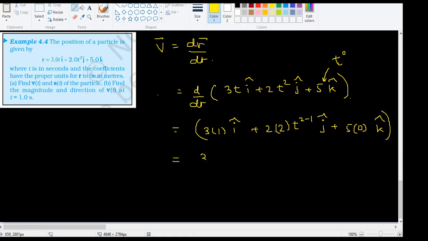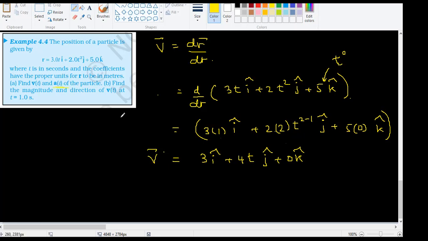So that means this is 3i, this is 4t j, this is 0k. If it is 0k, you don't have to write it, but if you write it, nothing wrong in it. Okay, so that is your v vector.